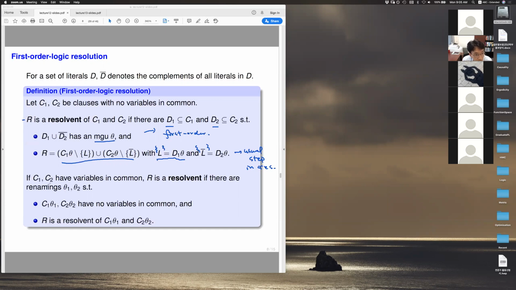And then in general, if C1 and C2 have some variables in common, we consider the resolvents for the renamed C1 and C2 by some renaming substitutions theta 1 and theta 2. Renaming just means it maps variables to different variables, while mapping different variables to different variables. So it renames variables so that there is no overlap between C1 and C2 over the variables. Then R is a resolvent of this renamed C1 and renamed C2. So that's the definition of the resolvent. And now we move on to the next.